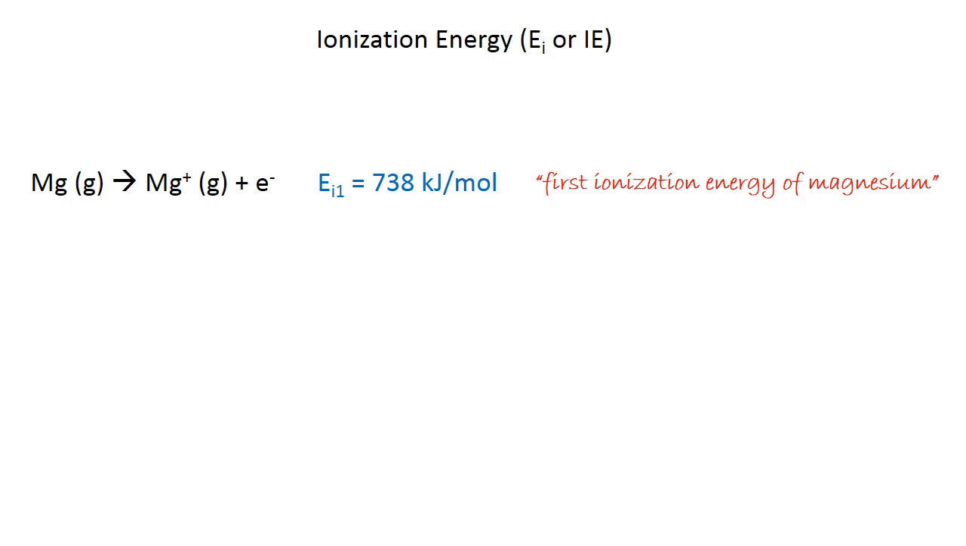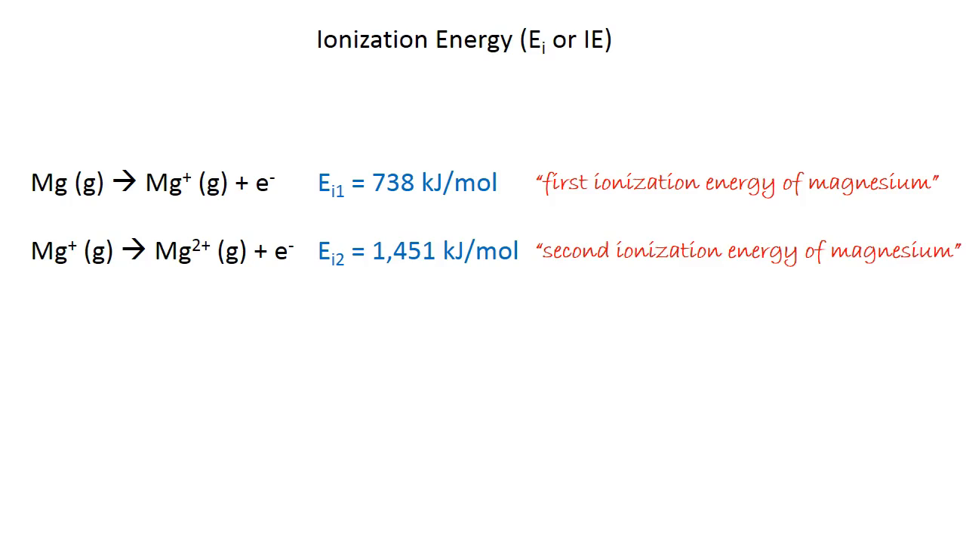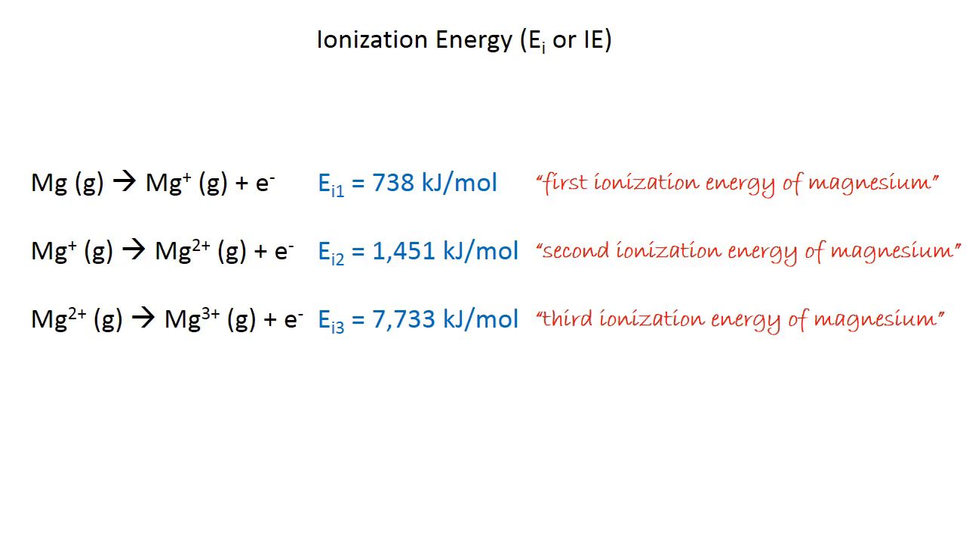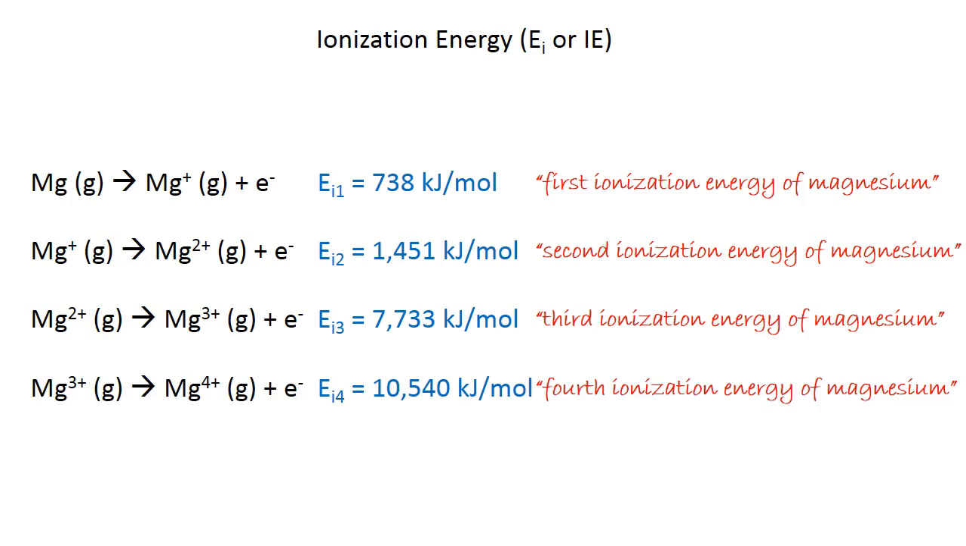Now if we take that magnesium +1 ion and remove another electron from it to form a magnesium +2 ion, that would be abbreviated E sub I2. You can see it requires more energy. We call this the second ionization energy of magnesium, and you can continue on. There's a third ionization energy and a fourth ionization energy of magnesium. One thing you should notice is that the energy increases.